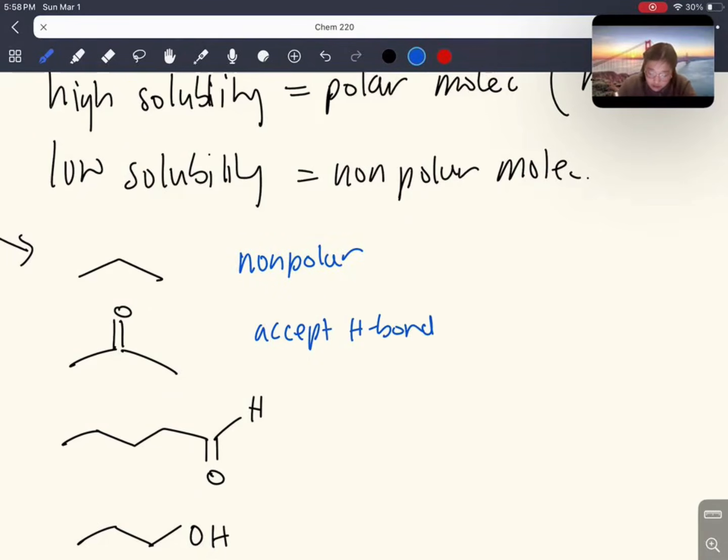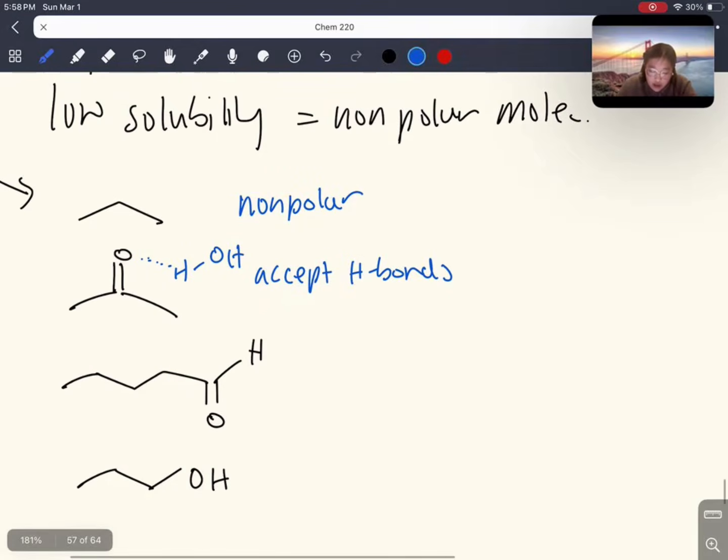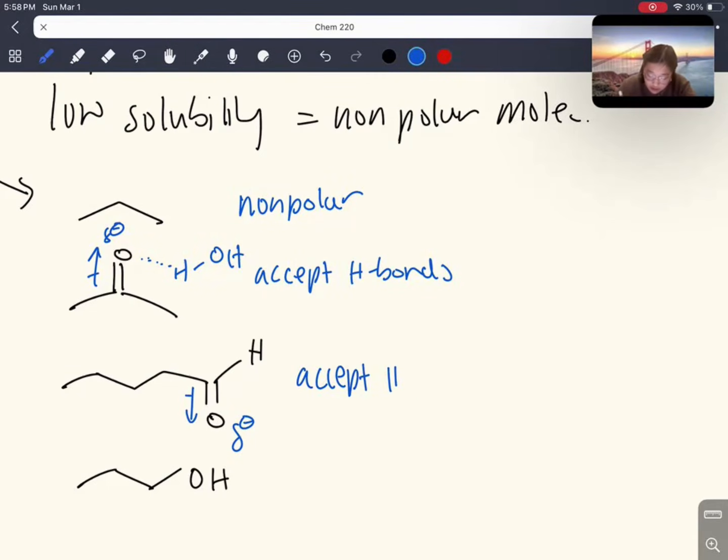So if you imagine a water molecule, this oxygen can interact with the hydrogen that's attached to this OH. And a CO group is also kind of polar. The oxygen has a partial negative charge, and so it has some sort of polarity going for it. So the CO group is also polar. And pentanol can also accept H bonds.